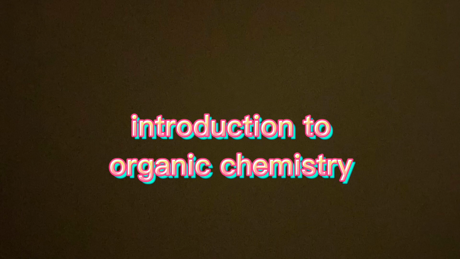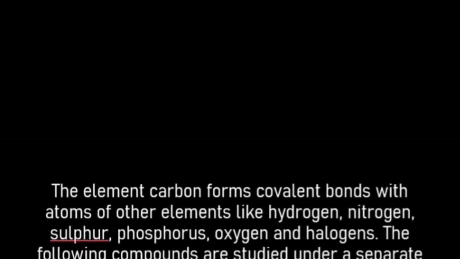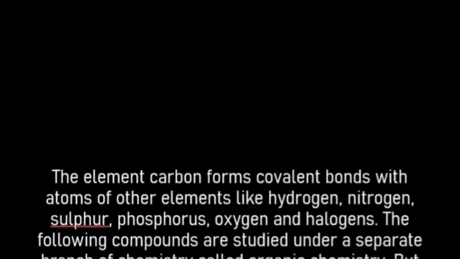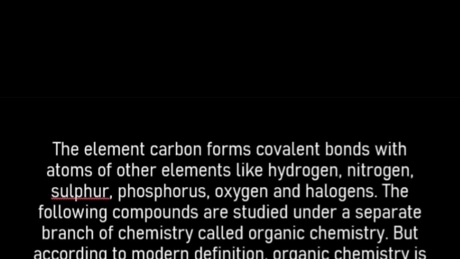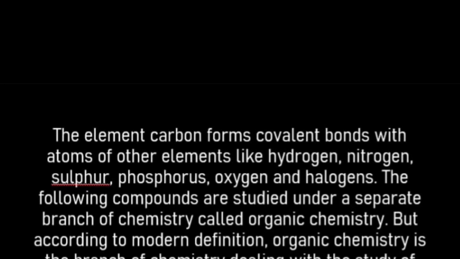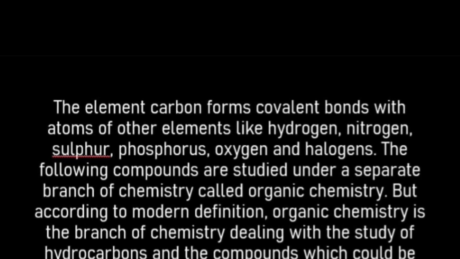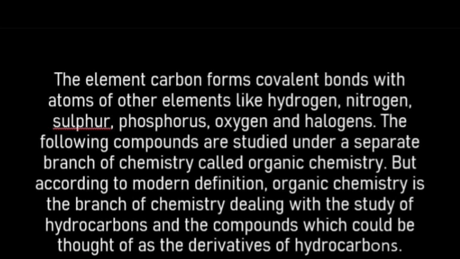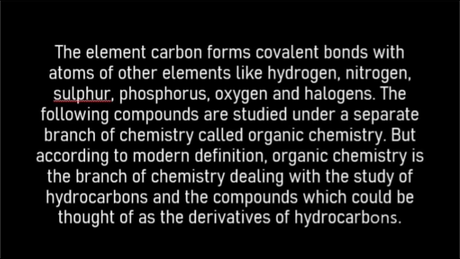Introduction to Organic Chemistry. The element carbon forms covalent bonds with atoms of other elements like hydrogen, nitrogen, sulfur, phosphorus, oxygen, and halogens. The following compounds are studied under a separate branch of chemistry called organic chemistry. But according to the modern definition, organic chemistry is the branch of chemistry dealing with the study of hydrocarbons and the compounds which could be thought of as derivatives of hydrocarbons.